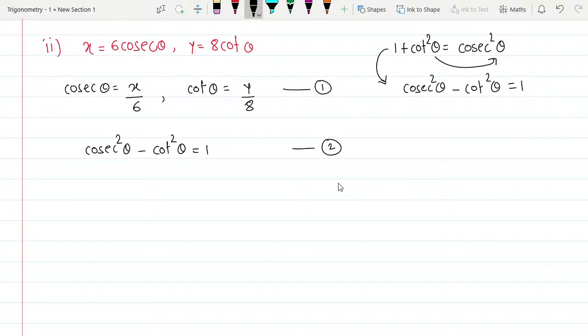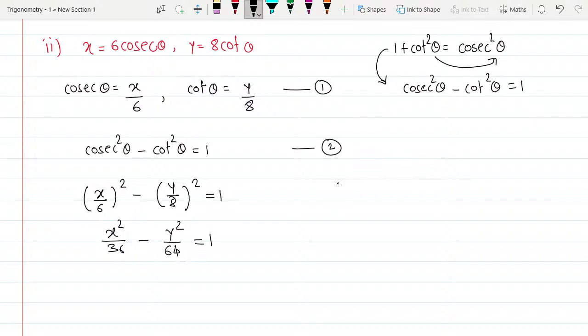So what you will get? I will get (x by 6) whole square minus (y by 8) whole square equals 1. So if I solve this, I will be getting x square by 36 minus y square by 64 equals 1. That's it. This is what my answer is.